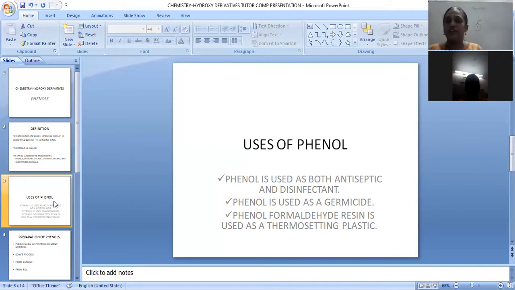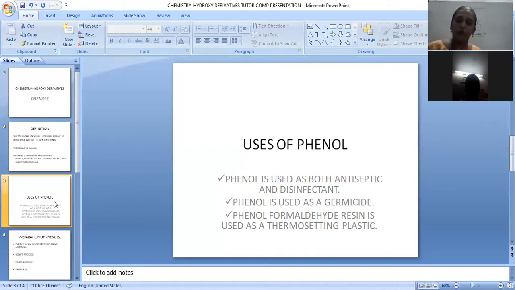And we have a resin by the name phenol formaldehyde, which is commercially called bakelite. It is a thermosetting plastic, a high quality plastic, which has a wide variety of uses. Since it has a wide variety of uses, we go for phenols.